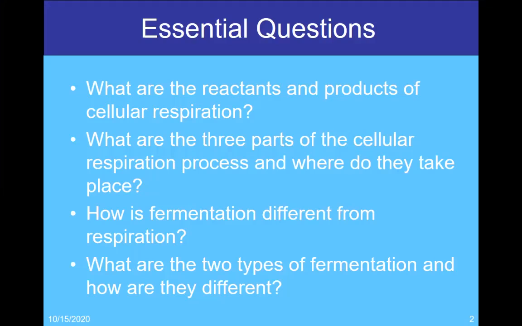Number one, what are the reactants and products of cellular respiration? Just like we looked at the reactants and products in photosynthesis, let's do the same with cellular respiration. Instead of two parts, we're dealing with three parts. So number two, what are the three parts of the cellular respiration process and where do they take place? Number three, how is fermentation different from respiration?